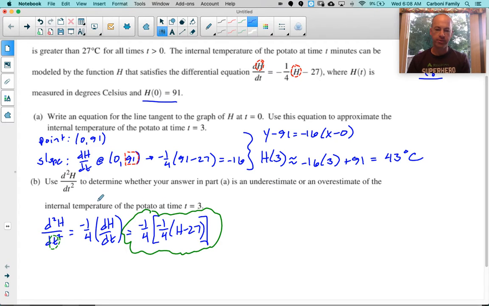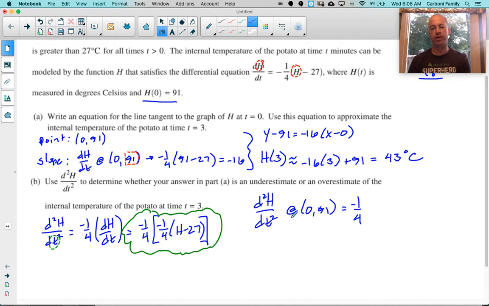Now the next part, they do say use this second derivative to determine if this approximation in part A is an over or an underestimate. Well, the second derivative is used to find concavity. That's one of the uses for the second derivative. And in part A, what I did is I found a tangent to the curve, and I need to know if this tangent is above or below the actual curve. So I'm going to plug the point (0, 91) into my second derivative. So my second derivative, d squared h over dt squared, at the point (0, 91) would be negative 1/4.